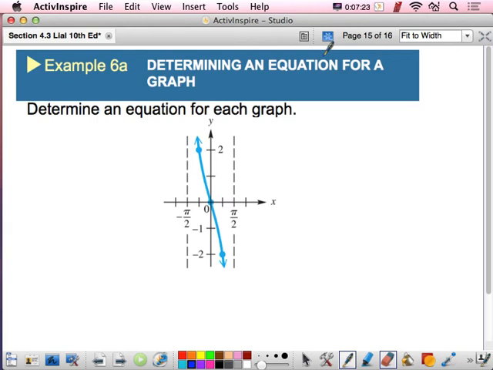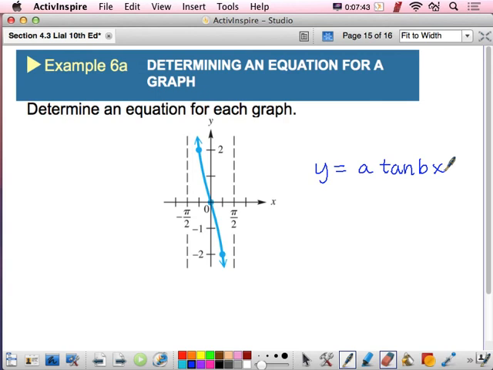Tangent or cotangent? That's what we need to decide first. Y'all think it's tangent? Tell me why. It goes through the origin. Very good. Tangent's the one that goes through the origin. Also, tangent always has a negative and a positive asymptote of the same number. So it is something tangent of something x.